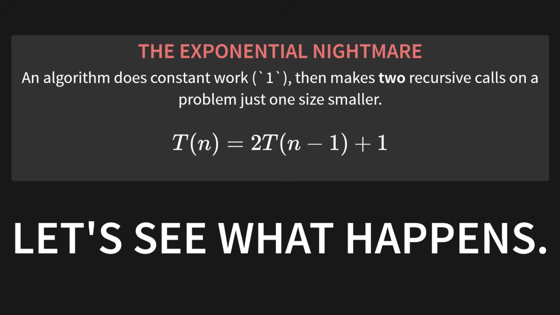Let's dive into an example I call the exponential nightmare. Imagine an algorithm that does a tiny bit of constant work. We'll just call it 1. Then, it makes 2 recursive calls on a problem just one size smaller. The recurrence looks like this. T(n) = 2T(n-1) + 1.